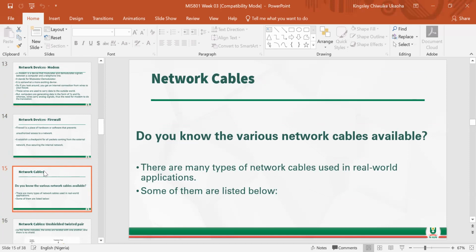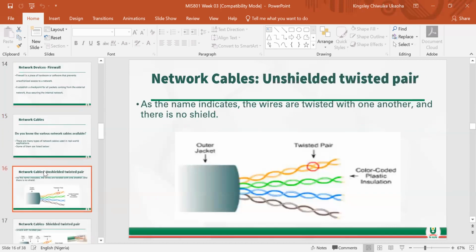So let's look at the network cables. The various network cables are available. There are many of them, used in real world applications. And so some of them are listed below.